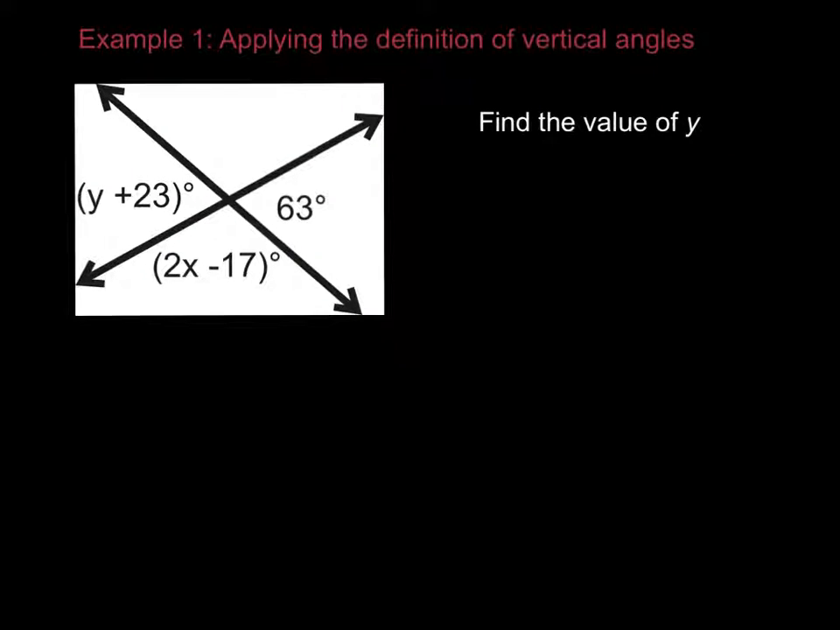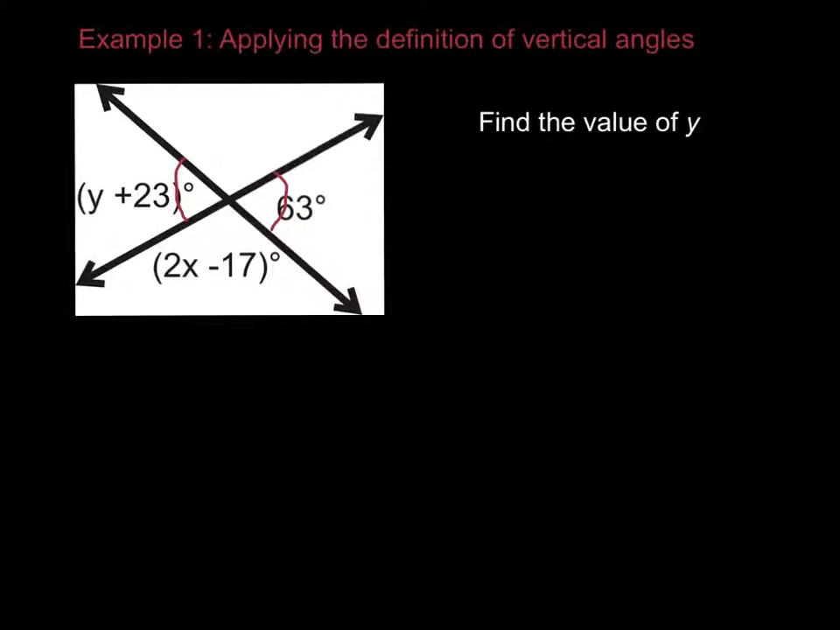In this first example, we're going to use what we know about vertical angles to find the value of this variable y that's in our picture. We can later, when we learn about supplementary angles, find x, but for right now, we are just going to focus on finding the value of y. So we said the important thing to know about vertical angles is that they are congruent, meaning they have the same measure. So if I'm asking you to find y, and we're using vertical angles to do that, we want to first identify that this angle that measures 63 degrees is going to be vertical to this angle. So those are our vertical angles.